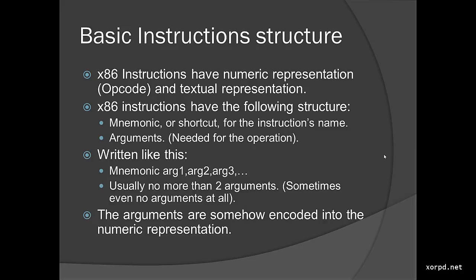The arguments are somehow encoded into the numeric representation. You might wonder, how do these arguments get inside the numeric representation, the base 16 representation, or the base 2 representation, the binary one? Mostly they are just encoded somehow. Sometimes the arguments are registers or numbers. They just fit inside the encoding of the instruction. Maybe we are going to see this a bit later.